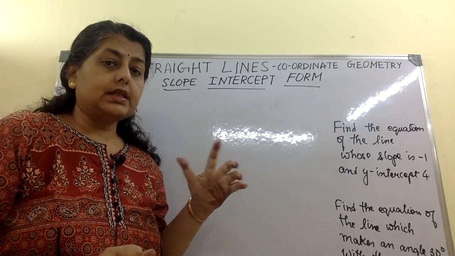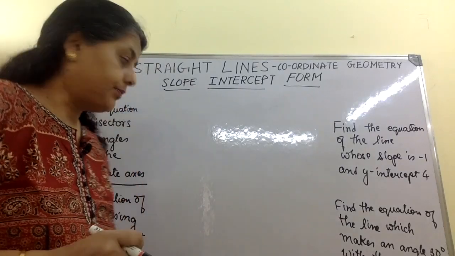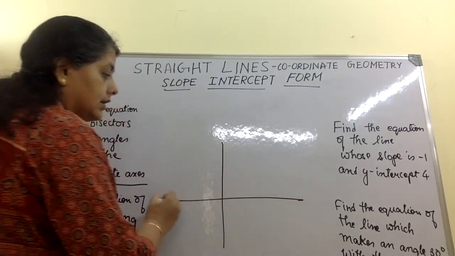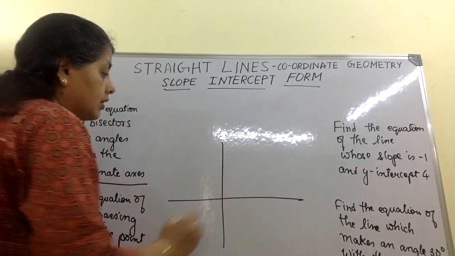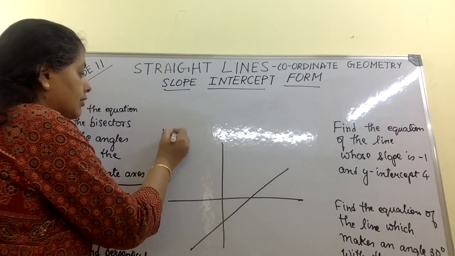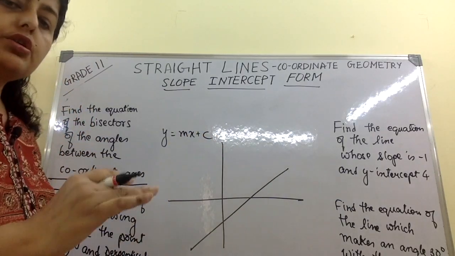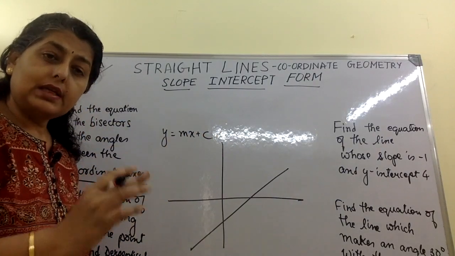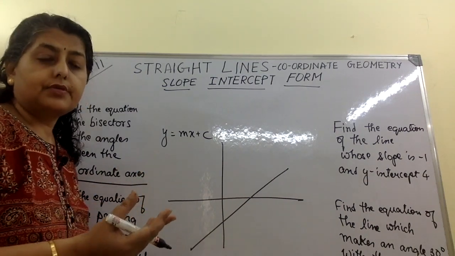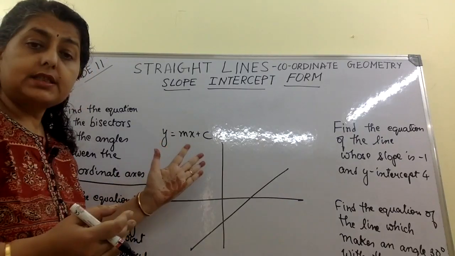Let us see what exactly is the slope intercept form of the equation of a line. Now, the slope intercept form is basically y is equal to mx plus c. The equation of a line is told in different ways, so there are different forms of the equation of a line. So y is equal to mx plus c.